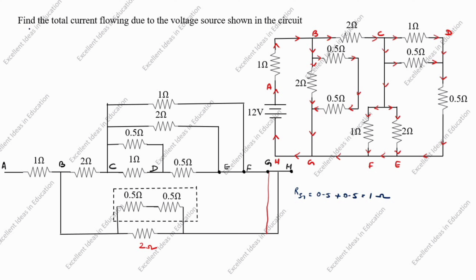What we need to find in this question? Find the total current. What is the total current formula? Total current I is equal to V by R. What is V? V is given as 12 volt. R value now only calculated, 1.52. I equal to 12 divided by 1.52, which is 7.85 ampere. What is the total current value? 7.85 ampere.